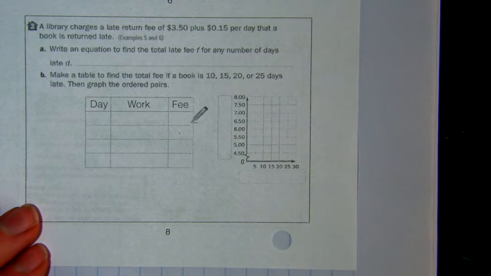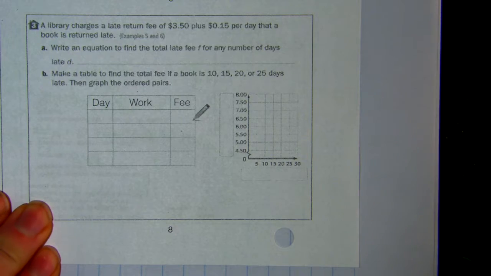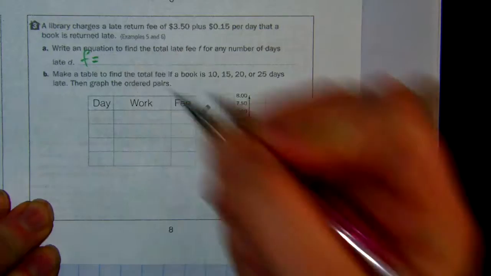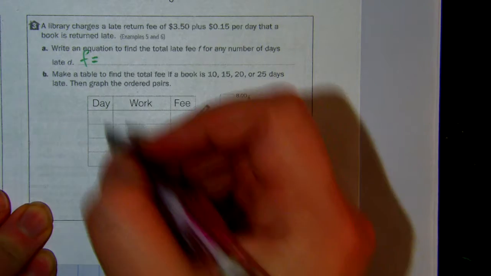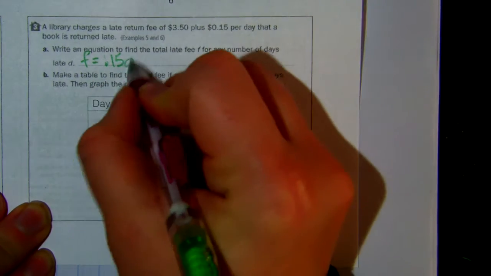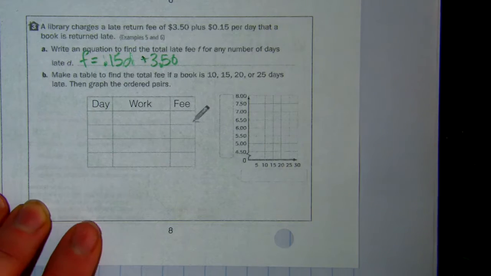A library charges $3.50 plus 15 cents per day the book is returned late. Write an equation to find the total late fee, F. So what's it cost per day? 15 cents per day. This one's a little bit different because it also charges $3.50. So this one has an initial fee.